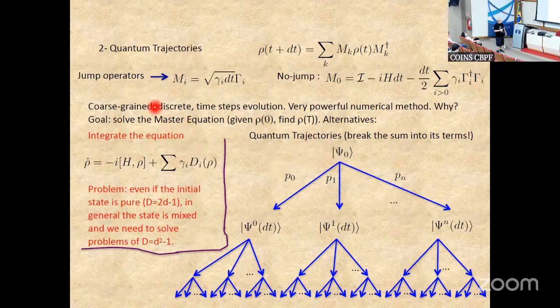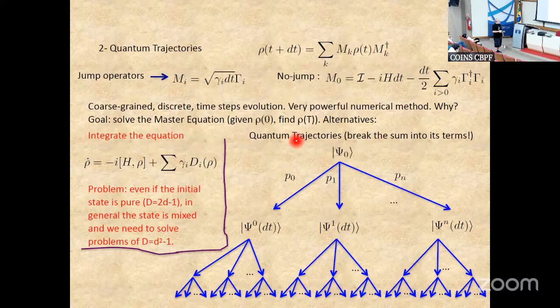then quantum trajectories is a very nice way to solve my problem. Because usually if I'm dealing with a density operator, the dimension is very large, so I have to solve a very large number of equations. It grows with the square of the dimension of my Hilbert space. But here, one way to solve this equation is actually to split it into trajectories.